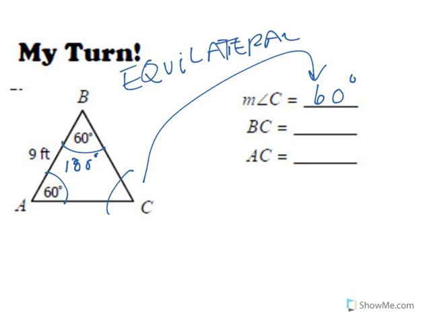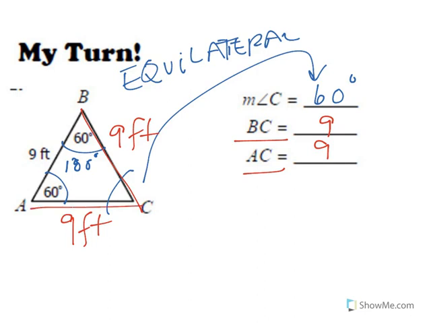So equiangular would be all angles are equal, and so for BC, this side here, well, if all the angles are equal, then all the sides are also equal. 9 feet. And 9 feet. So we can go ahead and answer our questions here. Okay, so BC equals 9 feet, as does AC, which is this side here. Okay, let's move on.